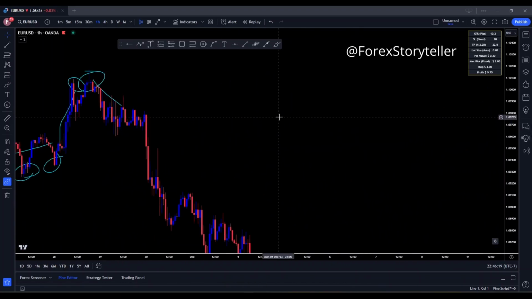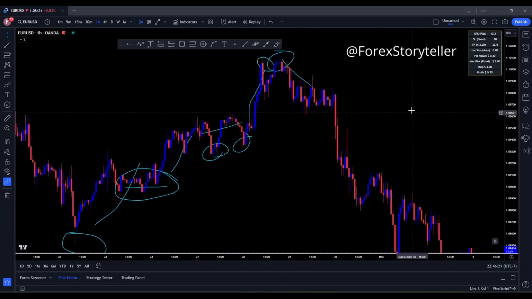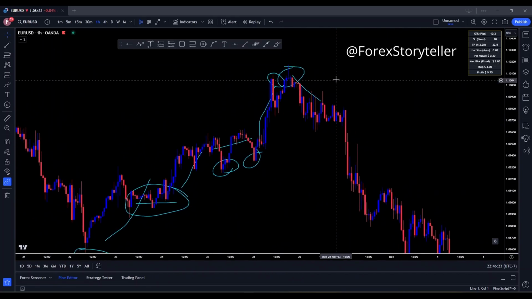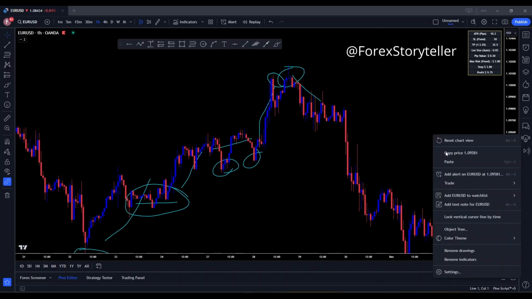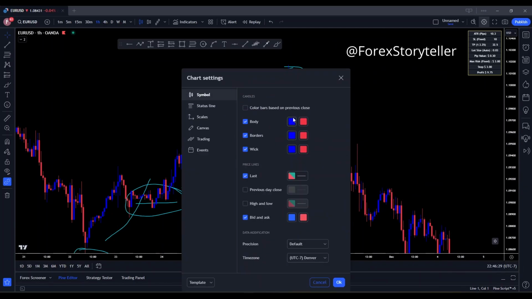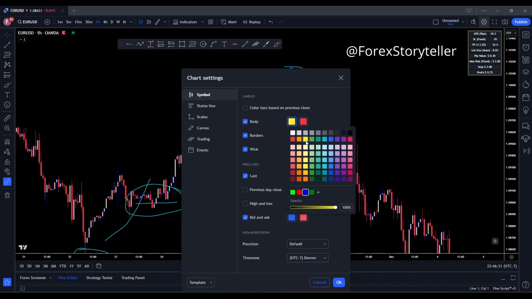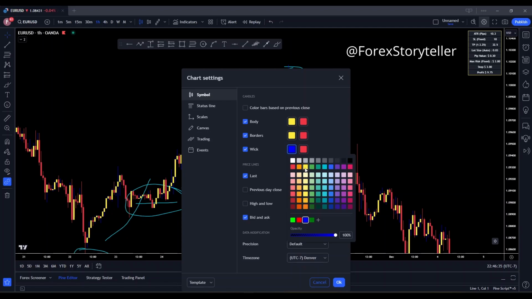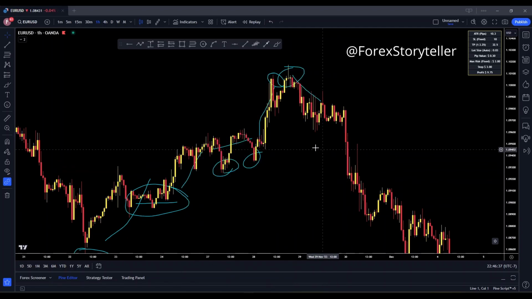But let me zoom in a little bit so we can take a look at what's going on a little bit better. And I'll change the candle color as well. Sorry for that. Take care of this real quick so that everything looks good and visible.